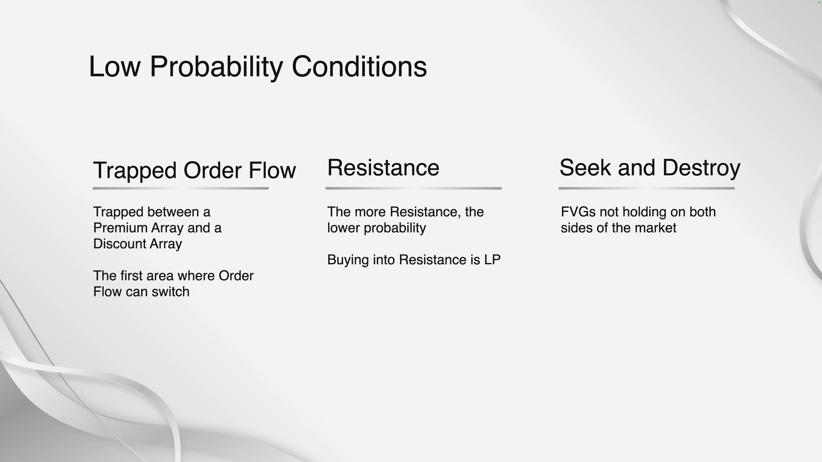Seek and destroy defined is fair value gaps not holding on both sides of the market. And let's define that holding part then. Fair value gaps not holding means holding is when we have a fair value gap, we trade into that fair value gap and we create a new fair value gap off of that. So when we have a bullish fair value gap, we trade into that bullish fair value gap, and off of that bullish fair value gap, we create a new bullish fair value gap, which would also be known as just order flow. If that does not happen, then we can potentially disrespect the fair value gap. That's no big deal. But what happens after is important. And let me take you through it.